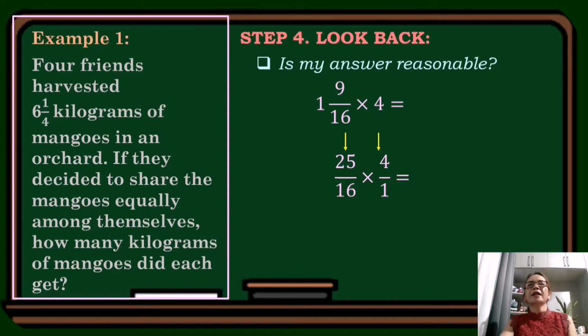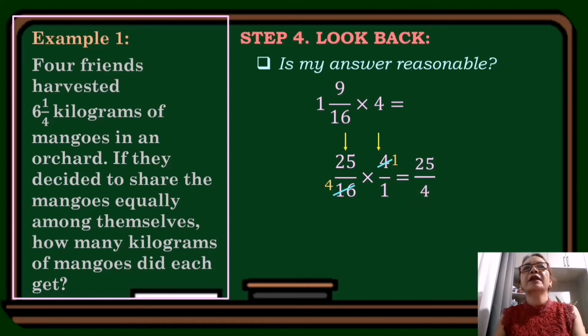And I can see there is a cross cancellation. The common factor of 16 and 4 is 4. So we will cancel 16 and 4. Divide 16 by 4. The answer is 4. 4 divided by 4 is 1. And then proceed to multiplication of the numerator. 25 times 1 is 25. And then the denominator is 4 times 1 equals 4.